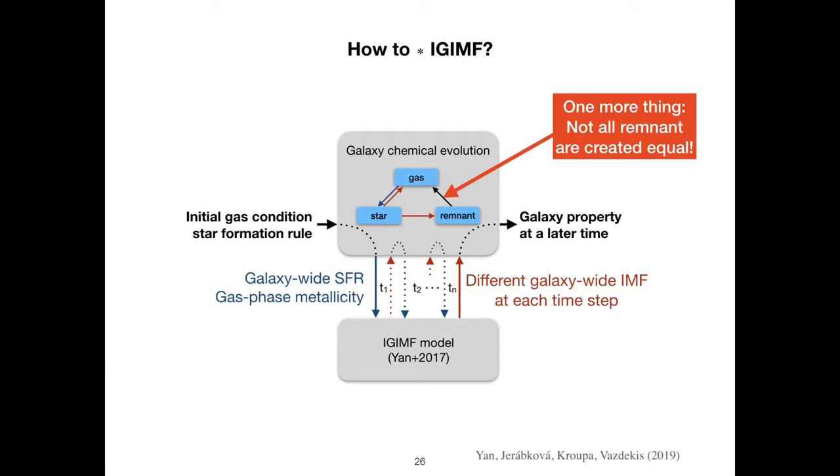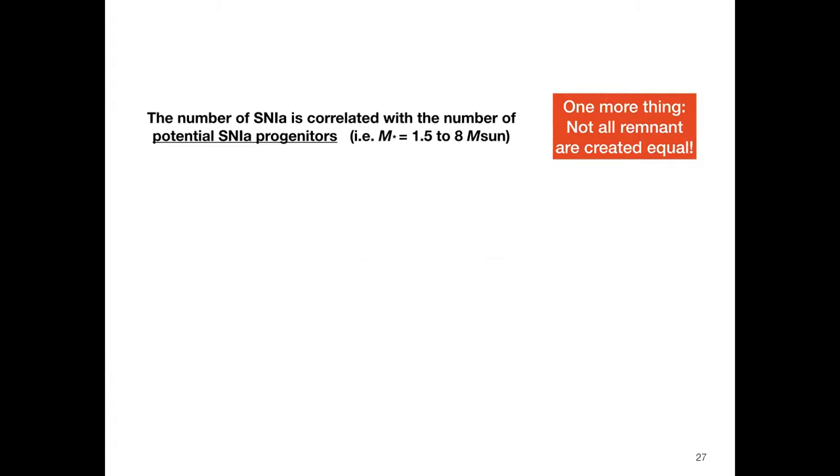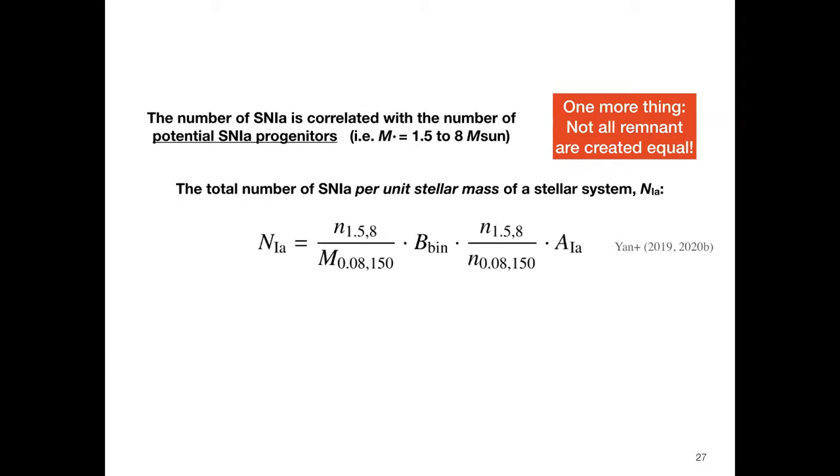There is an additional thing we need to remember: not all the remnants will form type Ia supernova. For example, black holes and neutron stars won't. When you change the IMF, this is something you need to be careful about. The type Ia supernova is only correlated with potential progenitors, that is stars with initial mass between about 1.5 to 8 solar mass. And here is an equation to calculate how many type Ia supernovae will explode in a stellar population.